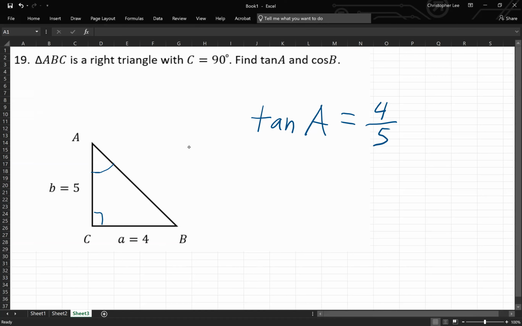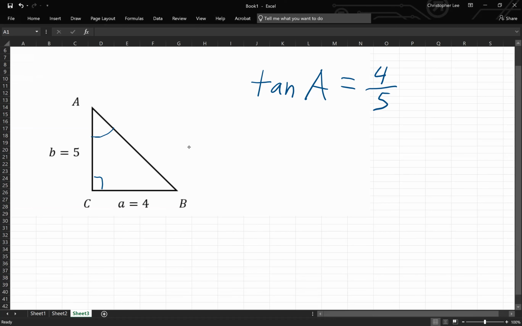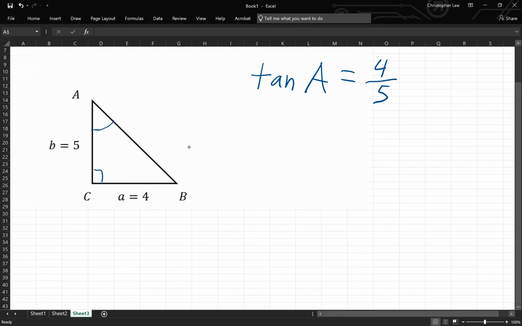But I realized I should have found C. Opposite over adjacent, right? So you're right, I should have found C first. That was my fault. To find C, we have a formula. What is that formula? It's a squared plus b squared equals c squared. Very good, right? Plug it all in.